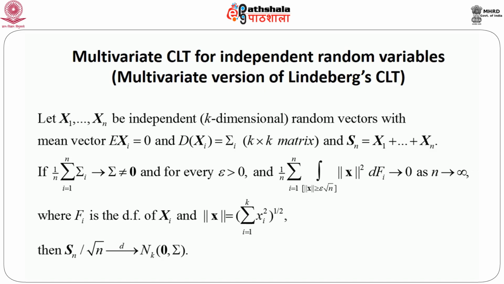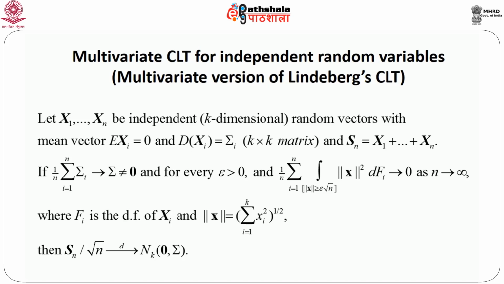for every epsilon greater than 0, this condition holds true: 1 by n summation i equals 1 to n, integration over norm of x greater than or equal to epsilon into root n, norm of x square dF i, goes to 0 as n goes to infinity. In the univariate case this was mod of x, but since we are dealing with multivariate distributions or random vectors, we have to consider norm of x. Of course, F i is the distribution function of the vector X i, and norm of x is the standard Euclidean norm.